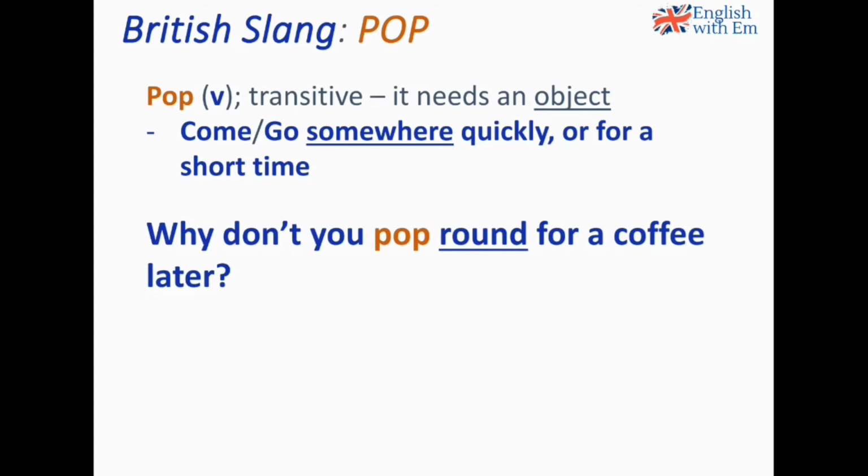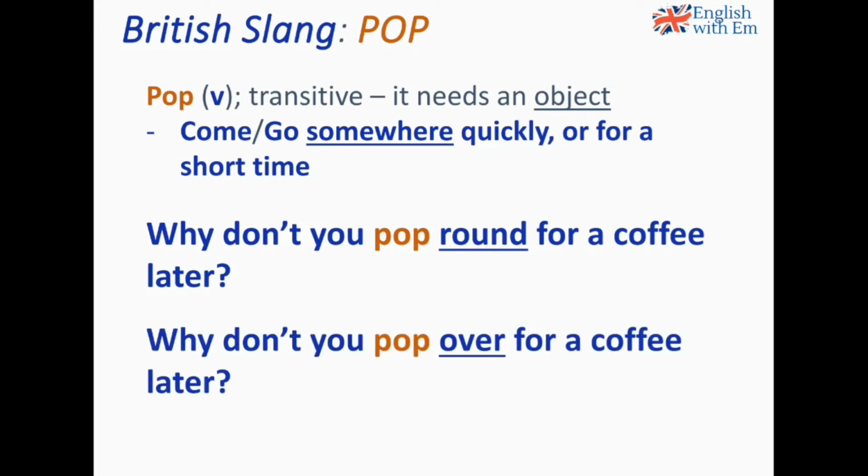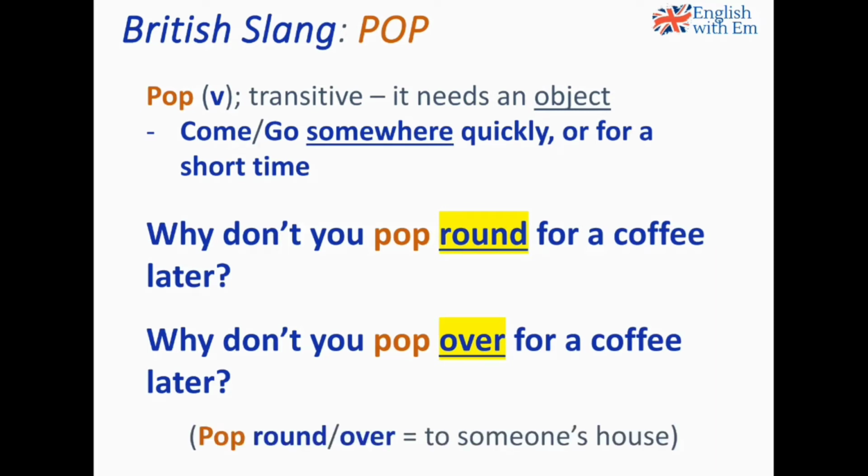Why don't you pop round for a coffee later? We could also say, why don't you pop over for a coffee later? Both these phrases have exactly the same meaning. So here, pop round, pop over, this specifically means to someone's house. So if I say to you, why don't you pop round for a coffee later? I mean, why don't you come to my house for a coffee later?